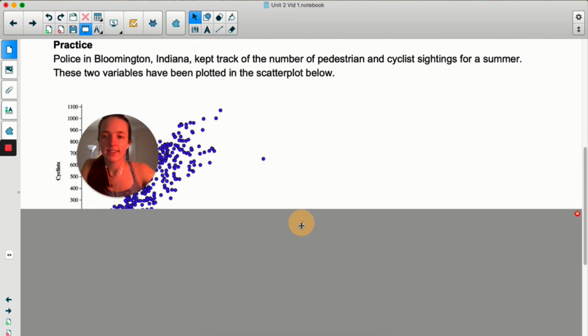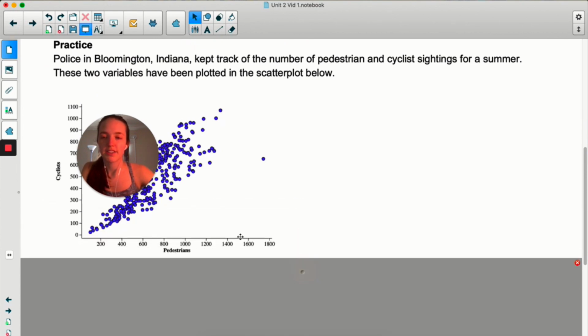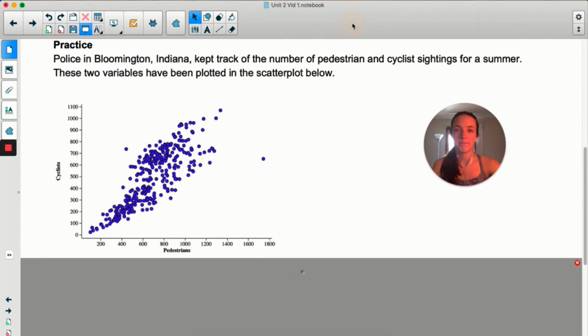Okay, this last example is for you to practice on your own. This is once more real data that I found on data.gov. The police in Bloomington, Indiana just kept track of the number of pedestrians and cyclists. Why don't you take a moment and answer the questions underneath this scatter plot. Pause the video and try that now.